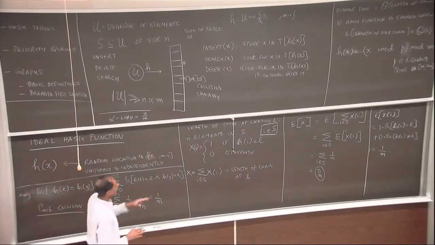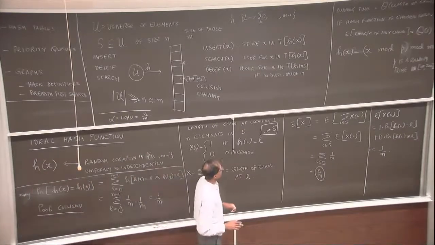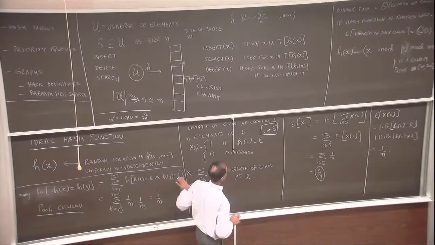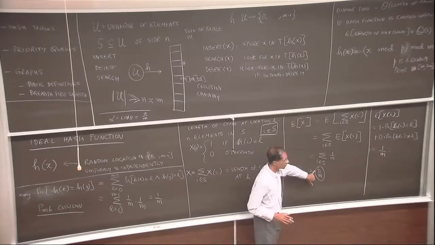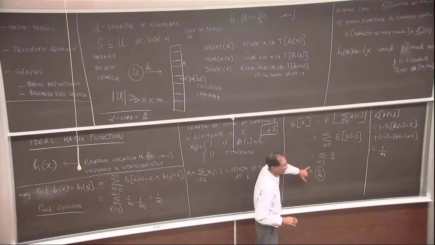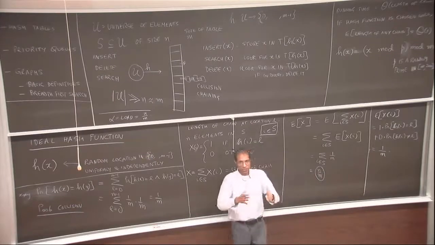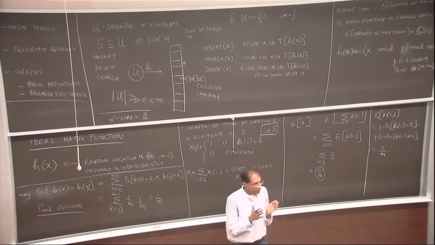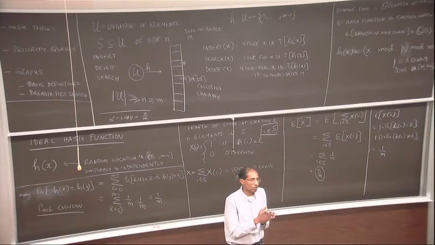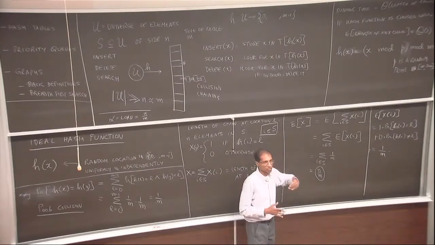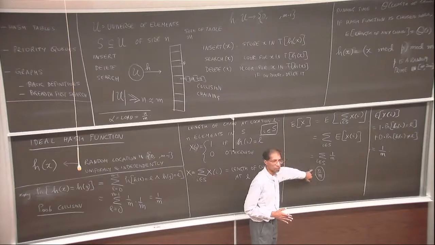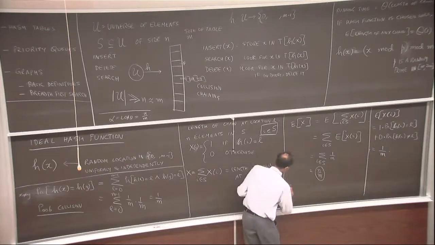Now, we didn't go through this, but it turns out that if you choose your hash function randomly, then the probability that the length of the chain would be much bigger than this is very, very small. This is just the expectation. Expectation is like the average length of the chain. But it turns out that the length of the chain is so concentrated around this that you can assume that the length of the chain is very close to this.